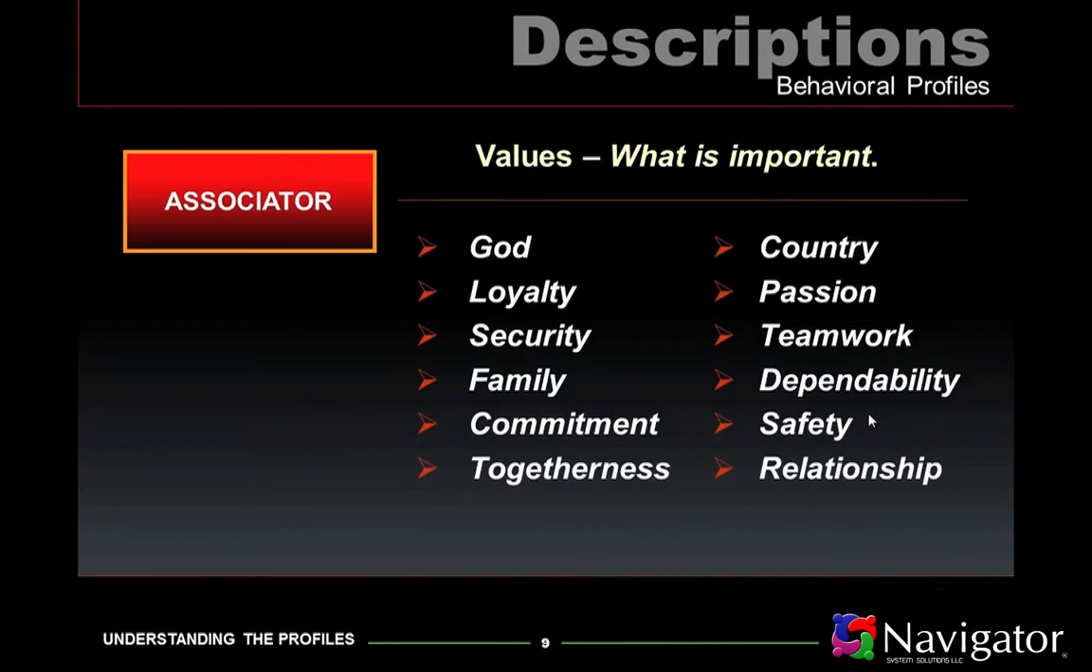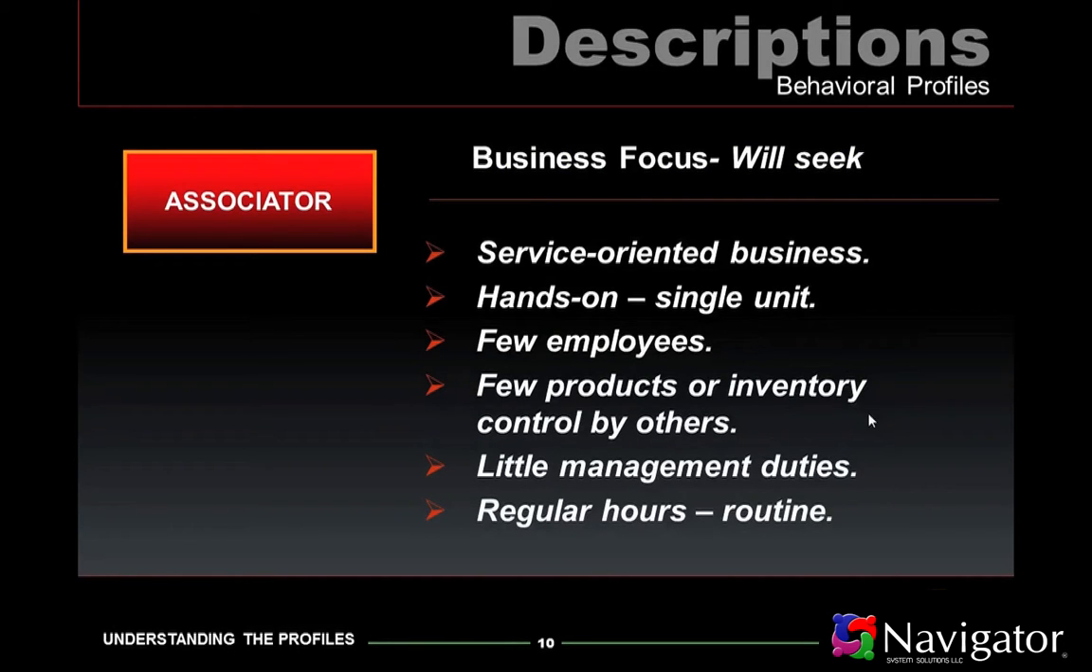Now, as a result, the words that are important to them, because of this strong value system, are words like God, loyalty, security, family, commitment, togetherness, country, passion, teamwork, dependability, safety, relationships, religion. Business focus, what they're going to look for is service-oriented businesses where they can meet or exceed the customer's expectations. Very hands-on, single location, very few employees, and what happens is they tend to also avoid conflict.